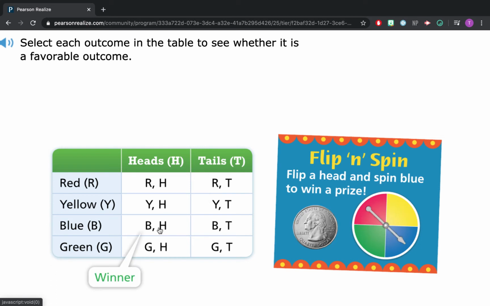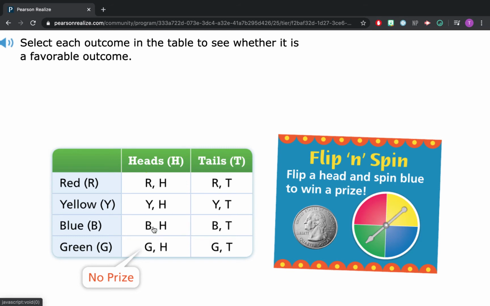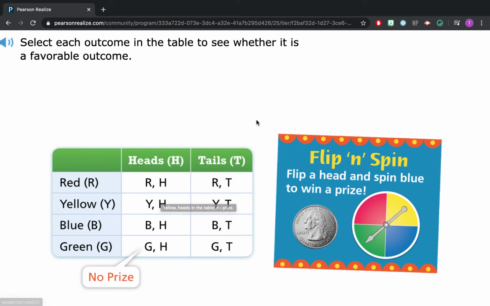This is a winner. We have blue and heads. So now we're 1 out of 5 based on what I've looked at. That's no prize, no prize, no prize. So we only have one favorable outcome here out of the 8 possibilities. 1 out of 8. Now, we multiply these individual probabilities. The probability of flipping a head is 1 out of 2. The probability of spinning blue here is 1 out of 4. 1/2 times 1/4 is 1/8.